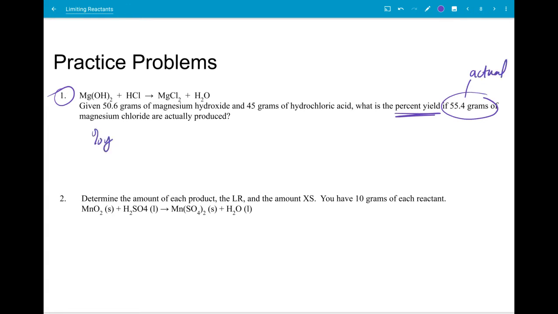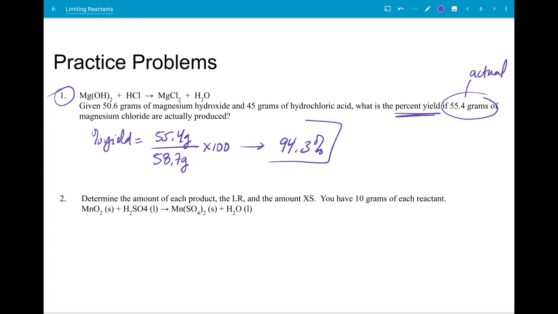Okay, so the percent yield is going to be the 55.4 grams, which was actually given, over the 58.7 grams of magnesium chloride we had found on the previous slide. So that ends up being 94.3%, which is a fairly good process.